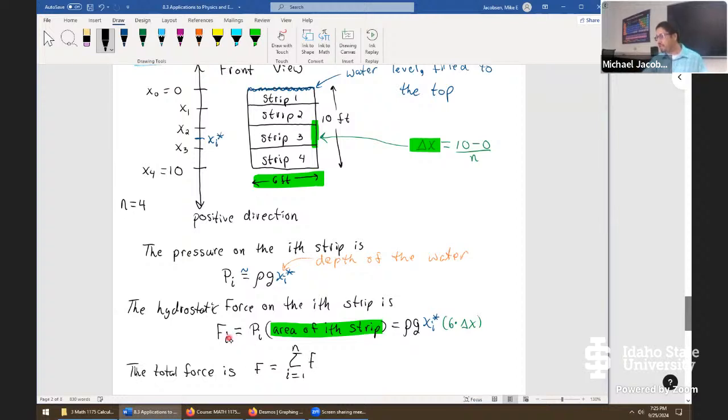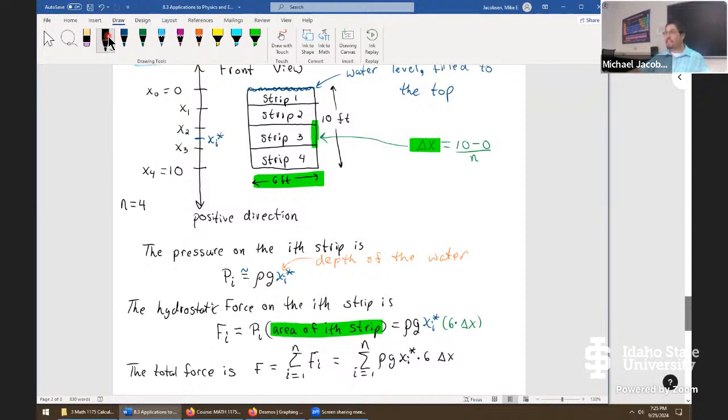Let's just write that in to connect the dots, which is going to be equal to the summation as i goes from 1 to n of rho times g times xi star times 6 delta x. Let's see if we can make that a more convincing star.